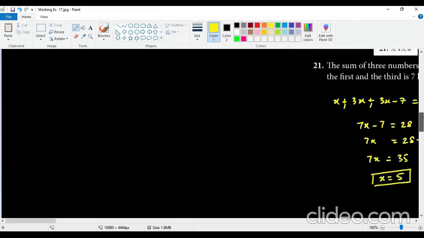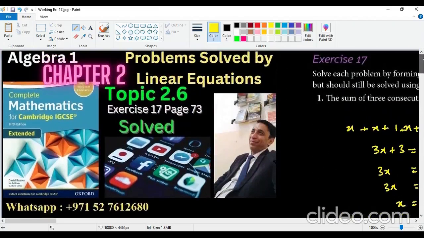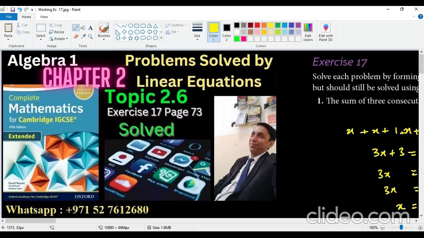So this is the wrap-up of this exercise. In this exercise, I've explained how we use linear equations to solve real life situation problems, and see you in the next exercise that I'm going to work on, which is going to be exercise 18 on topic 2.6.